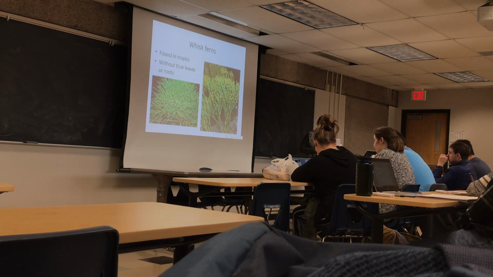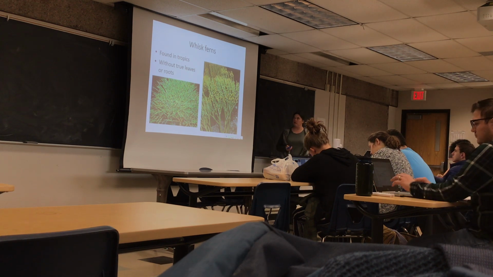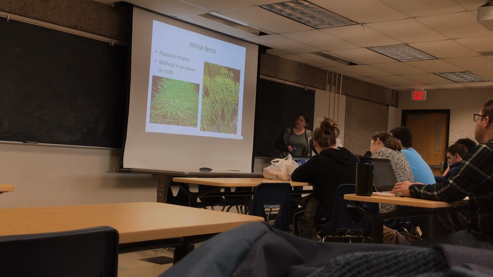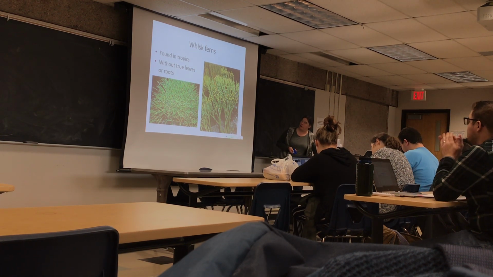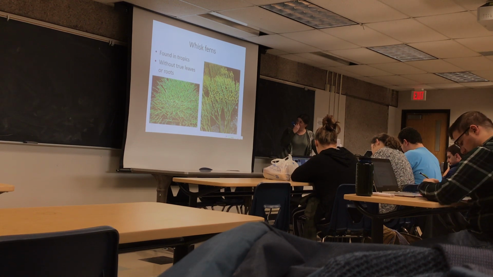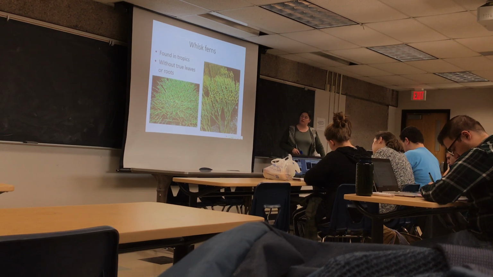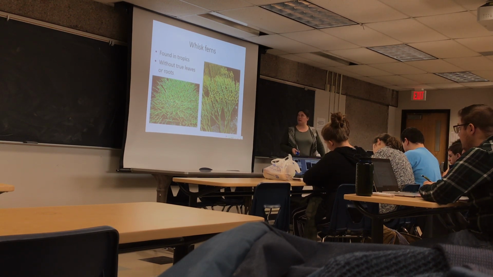The pterophytes, which are the ferns, horsetails, and whisk ferns, include things like this guy. This is a whisk fern. These guys don't actually have leaves, they just have photosynthetic stems. And again, they don't have true roots because they don't have vascular tissue in the root-like structures that they have.